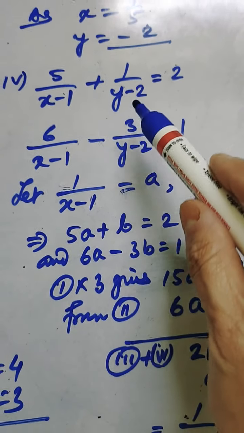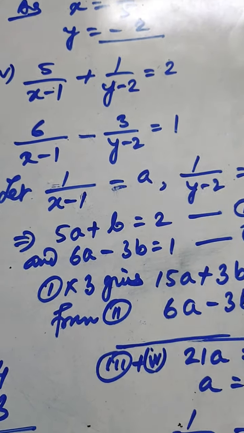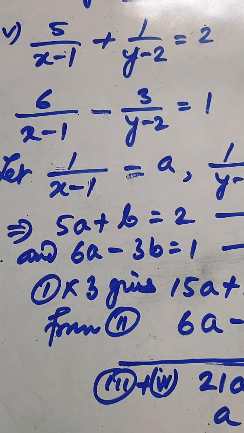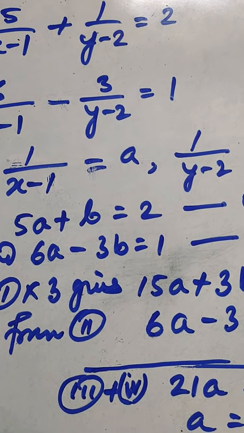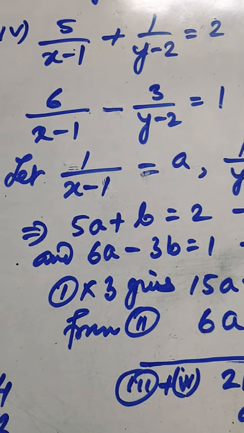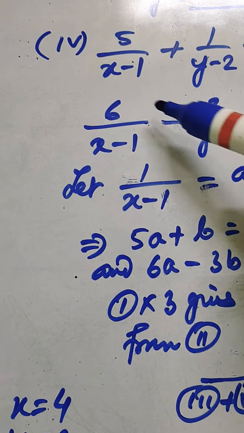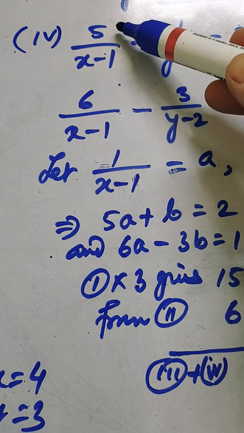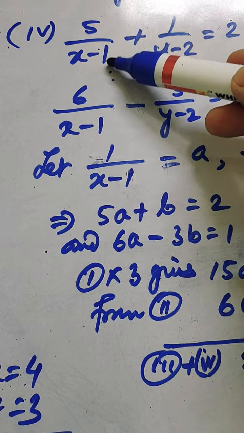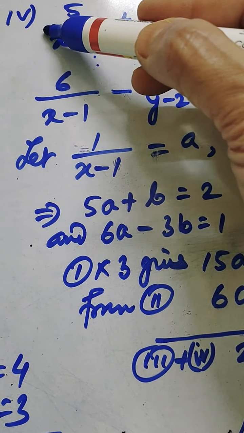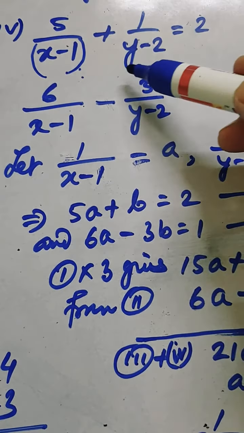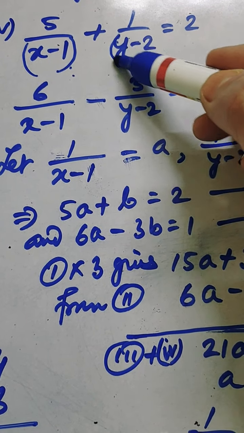5 by x minus 1 plus 1 by y minus 2 equal to 2. 6 by x minus 1 minus 3 by y minus 2 equal to 1. So how will you replace here? Here denominator is x minus 1. So that gives you 5 into 1 by x minus 1. Now x minus 1 is in a group, so you can enclose it in a bracket. Then y minus 2 also is in a group.